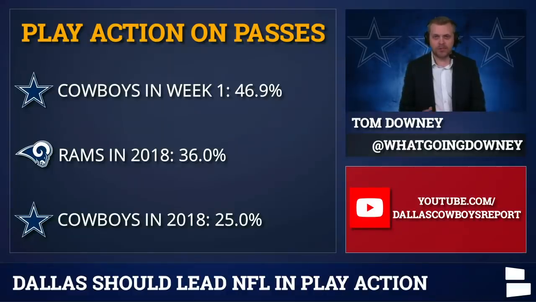Now, RPOs for this purpose, we will count as play action on passes, because it ends up kind of being a play action as the offensive line is run blocking on this play. The Cowboys in week 1 ran play action on their passes about 47% of the time. That's a massive uptick from the Cowboys last year when they ran it 25% of the time, and well above the Rams overall season at 36%.